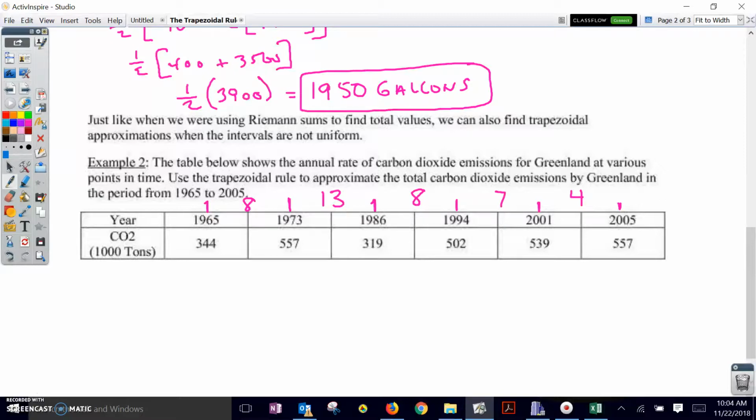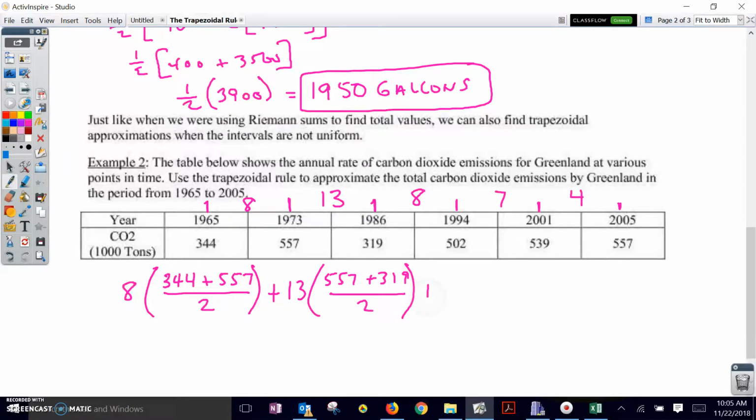And so what I need to do now, since I have non-uniform widths, is calculate each trapezoid separately. So the first trapezoid has a width of 8, and then I'm going to take the average of the two bases, the two data values for those year points. That's going to be the area of the trapezoid that represents the years 1965 to 1973. And then I'm going to do the same thing for the next trapezoid, and the same thing for the next trapezoid.